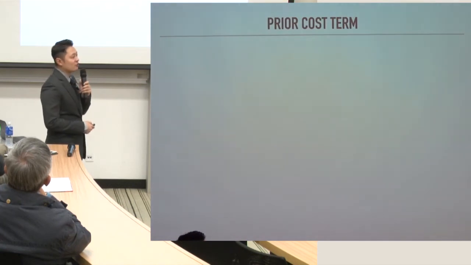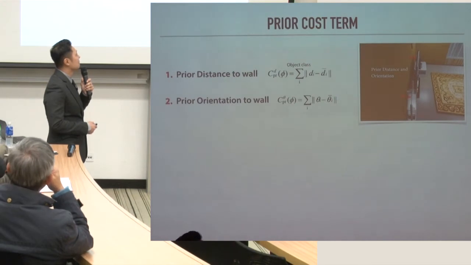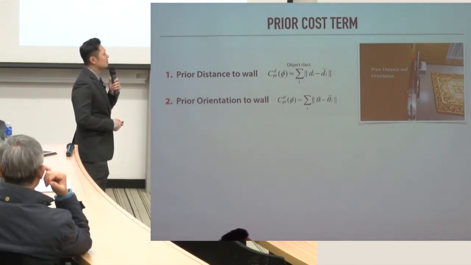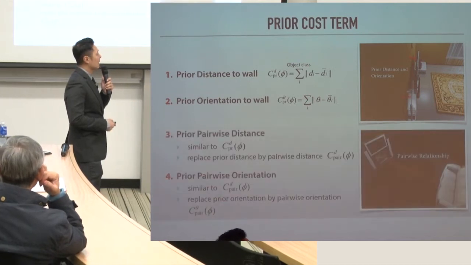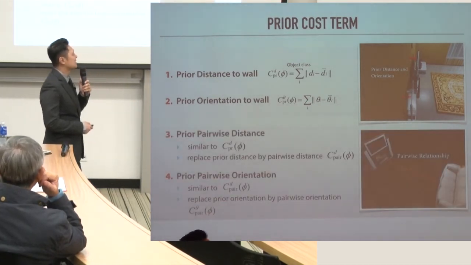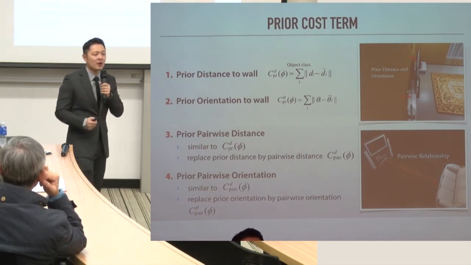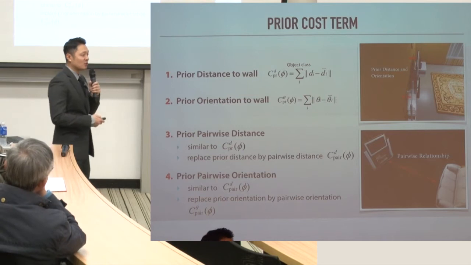With these relationships, we formulate some cost terms for the energy minimization. For example, we have the prior distance and prior orientation to the wall. And similarly, we have a prior pairwise distance and orientation to make sure that during the optimization, certain pairs of objects will maintain their spatial relationship.